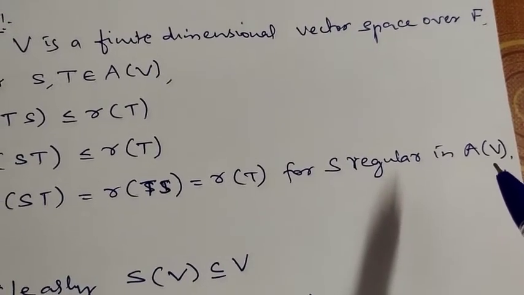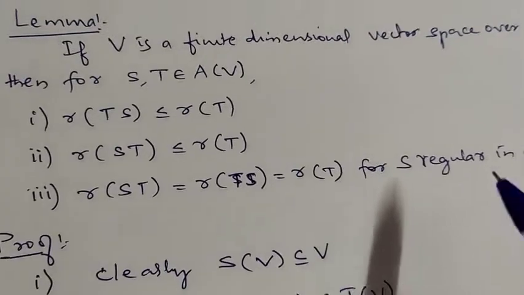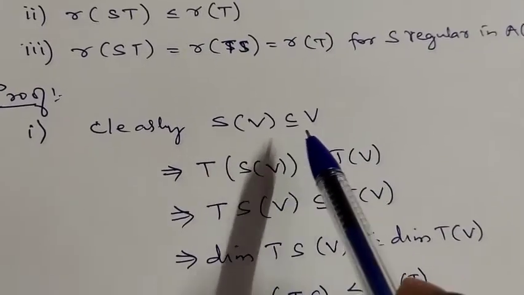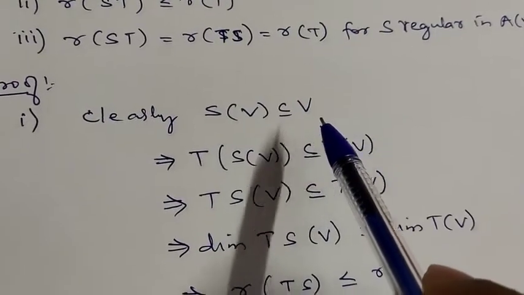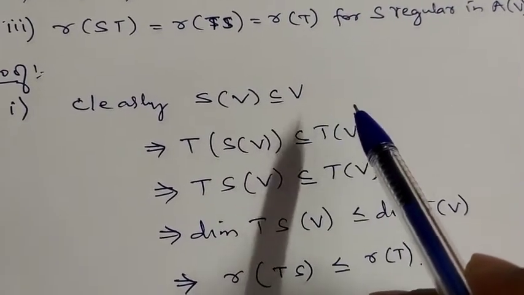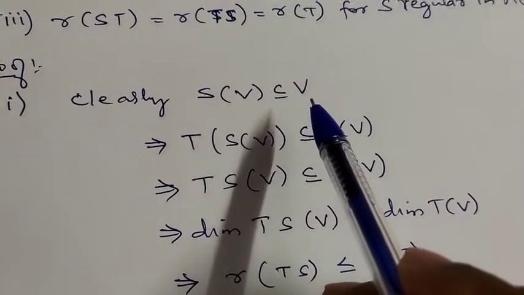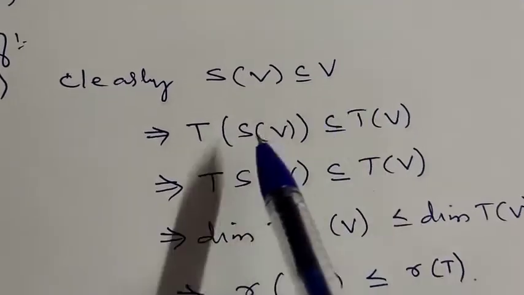For S is regular in A of V. So let us prove one by one. Now first one, clearly S of V is contained in V because S is a mapping from where to where? S is a transformation from V to V, means the image of V under S is definitely in V only. You apply T for this.